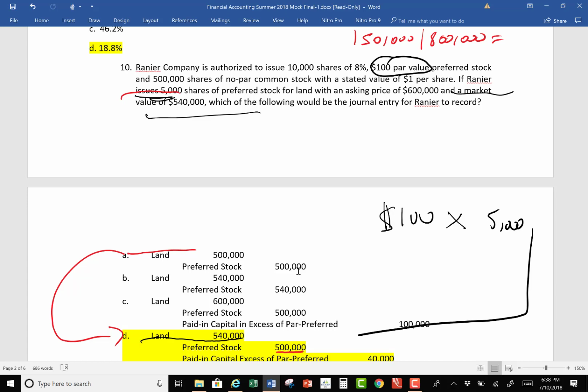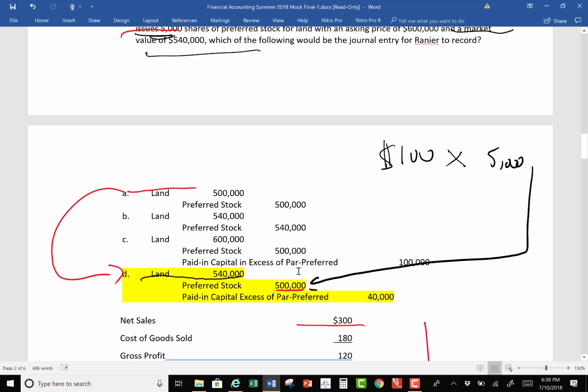Then instead of being credited to common stock, it's credited to preferred stock. And then the amount in excess of par that we got on this deal was what? The land was 540. The par value of the preferred stock was 500,000. So additional paid in capital in excess of par on preferred stock now is what? It's 40,000.